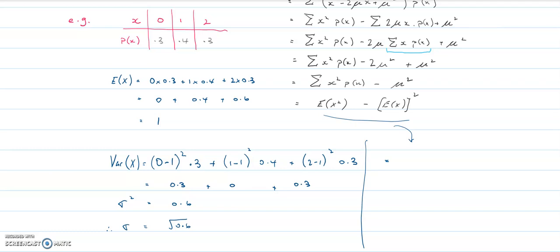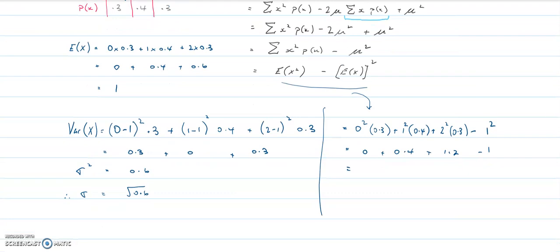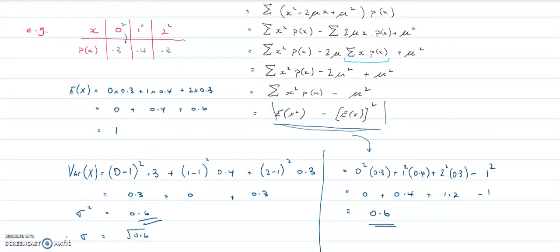Okay, so what this does is my expected value of x squared. So I square each of my x's and then multiply by the probability. So that would be 0 squared by 0.3 plus 1 squared by 0.4 plus 2 squared by 0.3. And then we subtract the square of my expected value, which is 1 squared. So what we get there is 0 plus 1 squared by 0.4 plus 4 by 0.3, which is 1.2, subtract 1. So we get 1.6 minus 1, which is 0.6. So we get the same value there. Just perhaps a more user-friendly format right there.